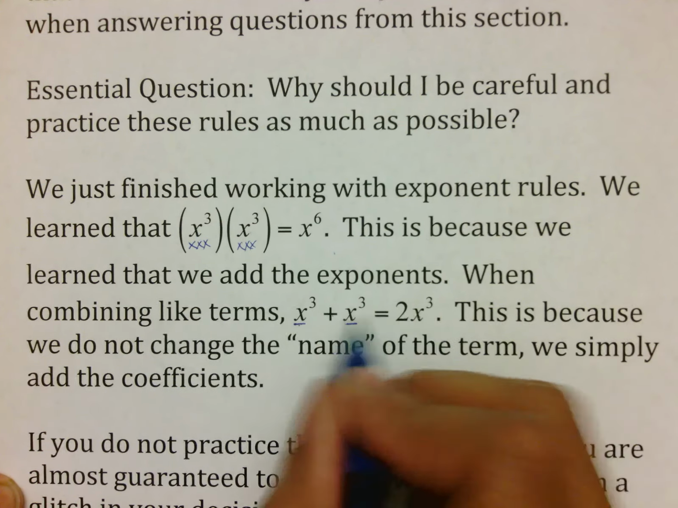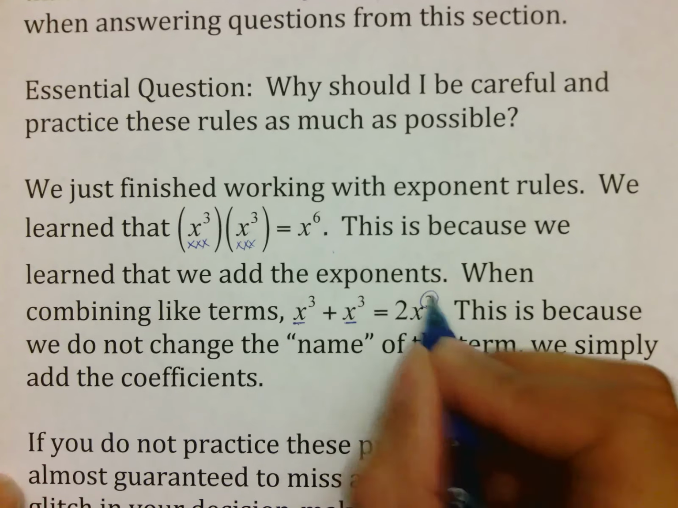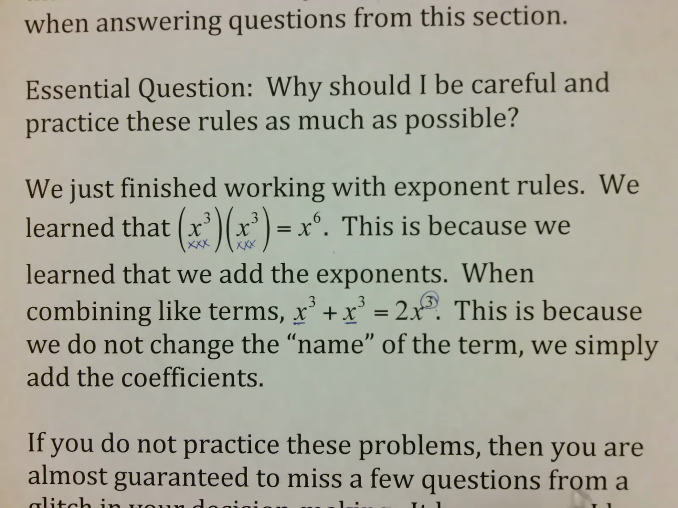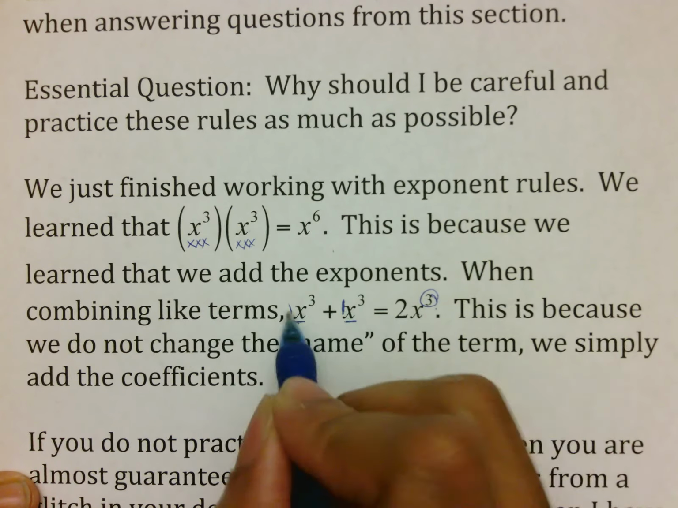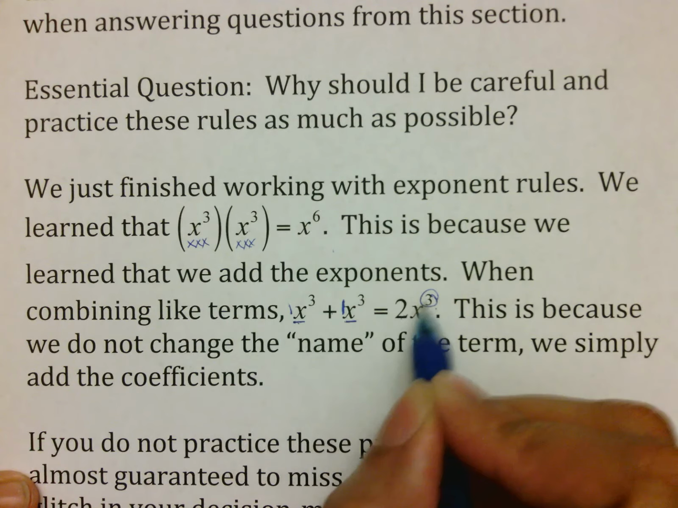And you don't make it 2x to the 6th, and that's usually where people mess up, because they don't practice it. So remember that when we combine like terms, we don't change the name. We have 1x to the third over here. We have another 1x to the third here, which means when you put them together, we have 2x to the third. So that's what you have to be careful of.